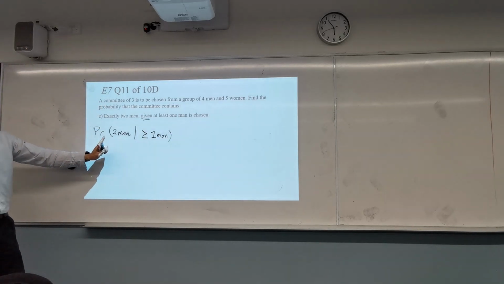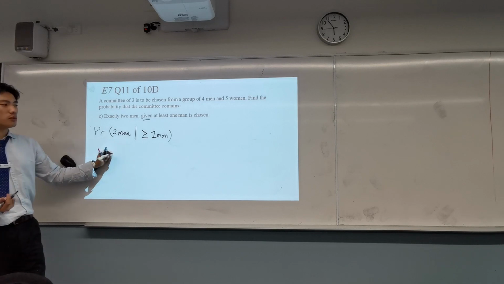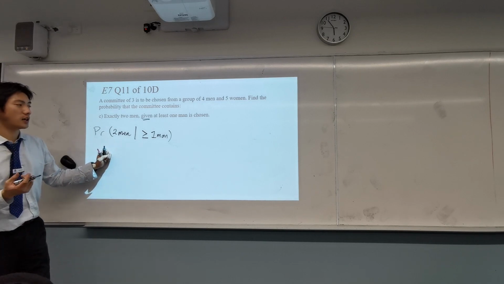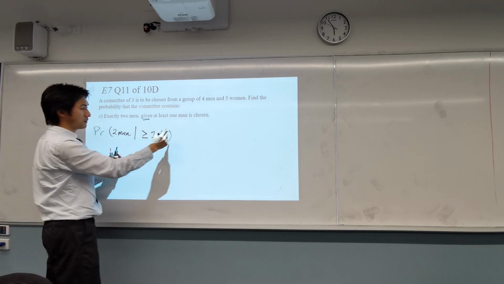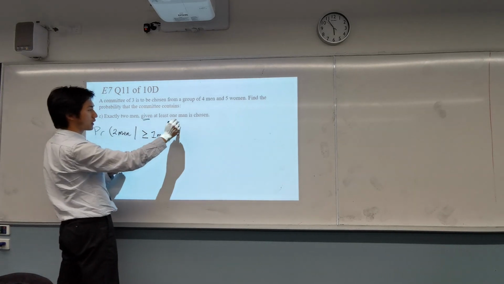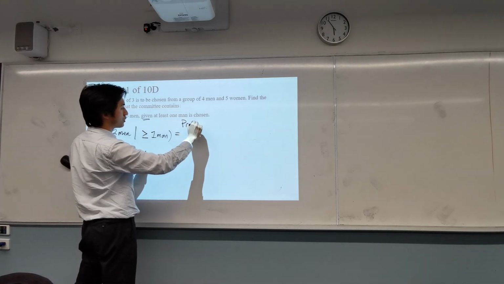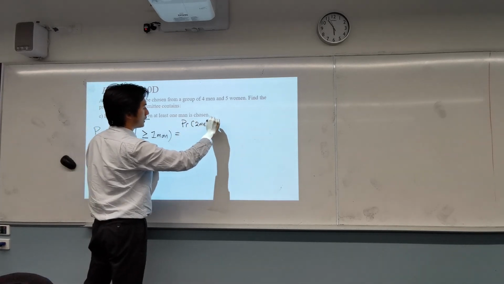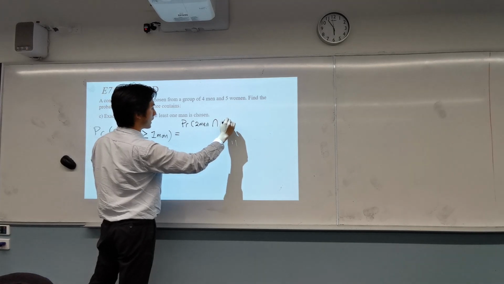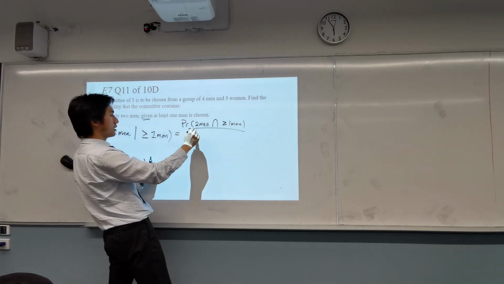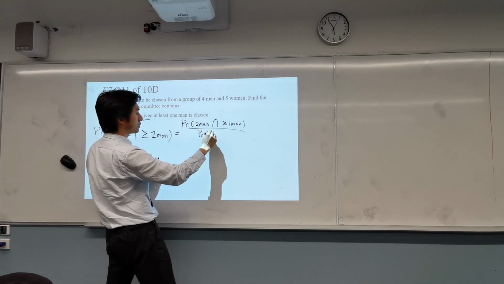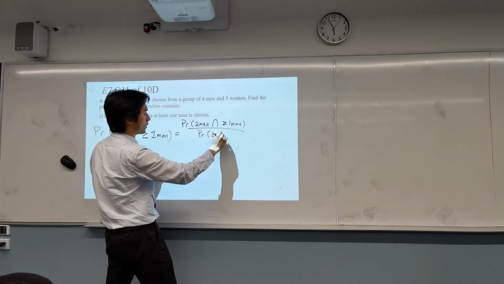Okay. Now, I'm going to attempt to apply my conditional probability formula, which turns out to be the probability where you choose 2 men in intersection with having at least 1 man, divided by the probability of choosing at least 1 man.